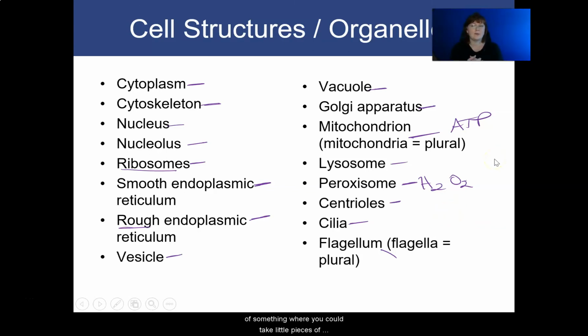Now, this is a good example of something where you could take little pieces of paper and write the name of a structure in the cell on each separate piece of paper, and then on other pieces of paper write down the different functions, shuffle them up, and then try to sort and match them together to play kind of a matching game. I would suggest, though, that you get to a point where maybe you just flip over the functions and then try to write out the names of those organelles so that you can spell them as well.